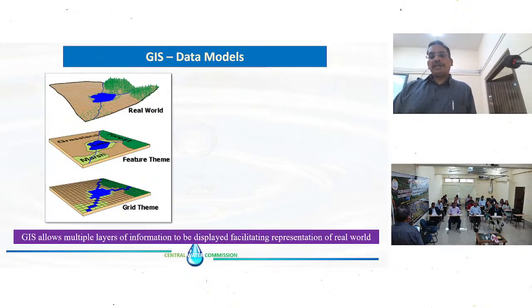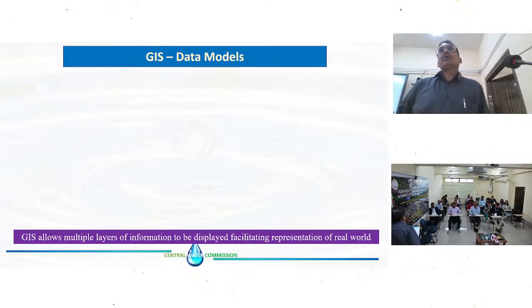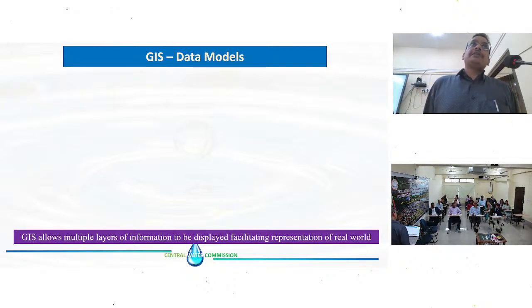There are two basic data models in GIS. Anything can be represented in GIS either in vector data or raster data. Have you heard of these things? Vector data model, raster data model? Can anyone tell me what the vector data model is, what it is used to represent? What all features we represent using the vector data model, and what all features we represent using the raster data model.